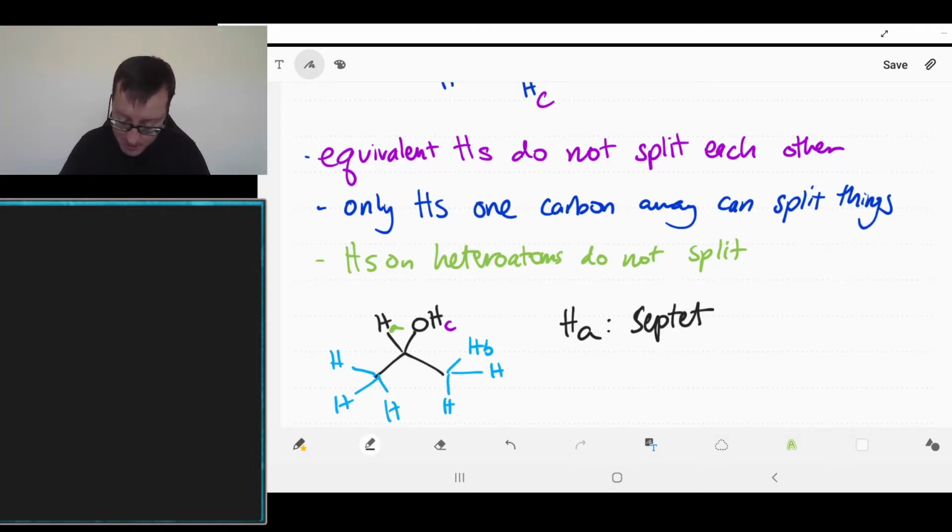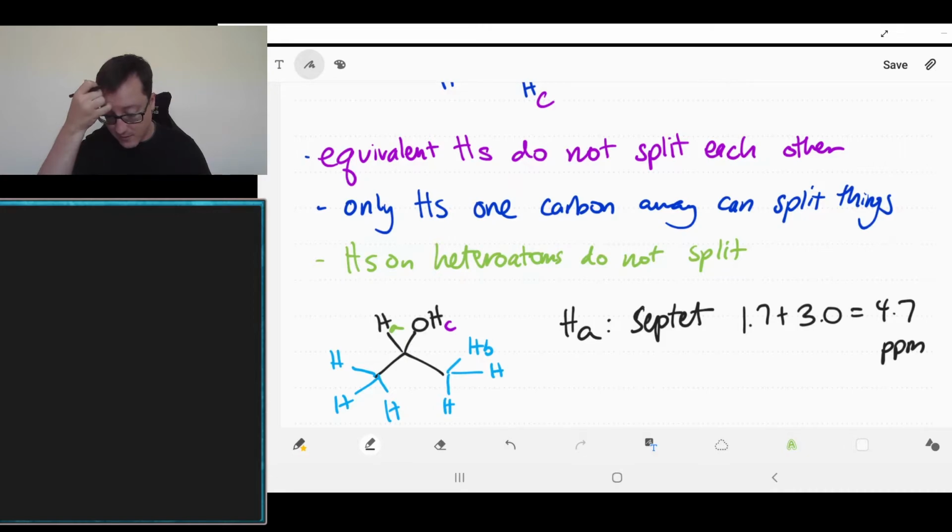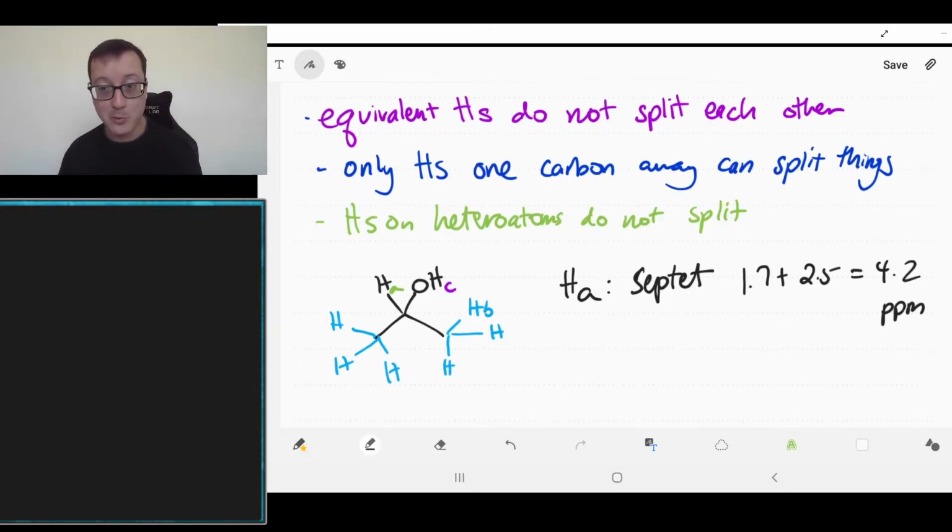And we're going to see that one probably because it's an alpha hydrogen to an alcohol. What is that, about 1.7 plus 3? We'll see that about 4.7. Or is it 2.5? No, it's 2.5, isn't it? So 4.2, I think. I'm terrible at remembering these things. I want to give these to you so you can use them, but I need to remember them. It's 2.5. Okay, so we'll see a septet at 4.2 ppm for this.